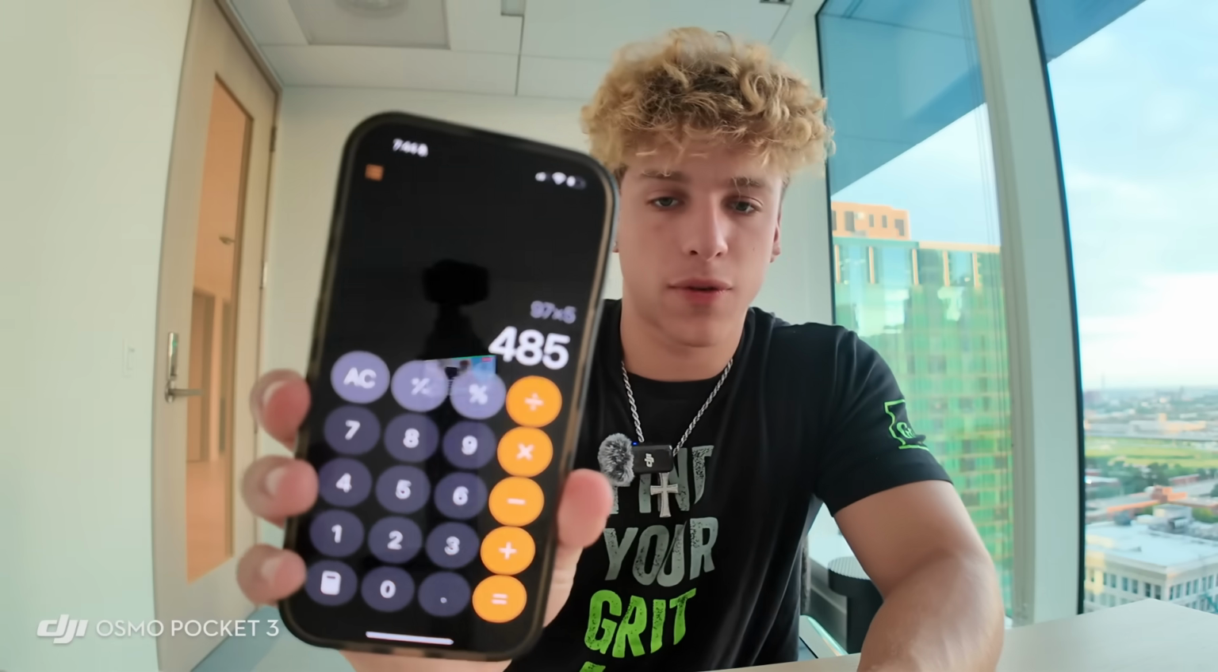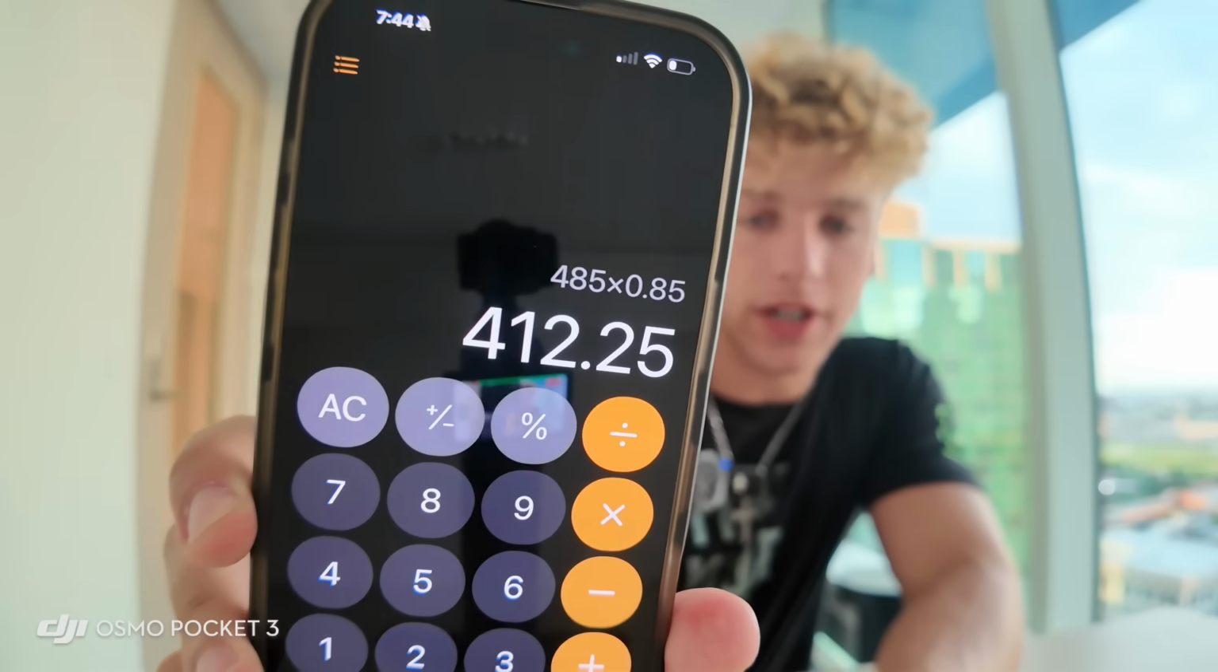So what is 15% of 97, whatever. Let's do 97 times 5, because that's how many accounts we're going to get. It's 485 without the discount, times 0.85 because we want to do the discount. It's $412.25 to get max allocation on My Fund Futures with starter accounts, okay?